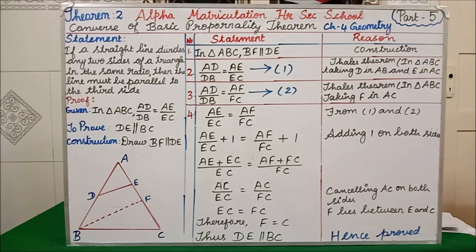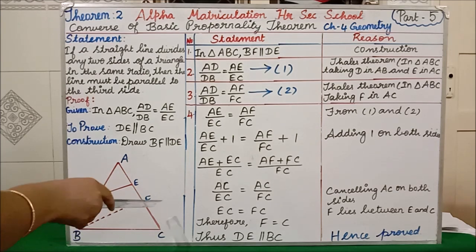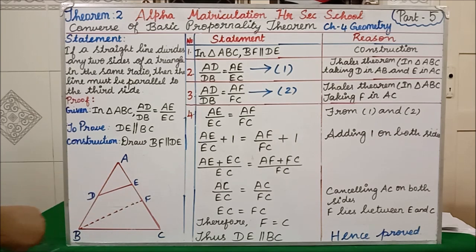To prove that, we are constructing one line. What is that line? We are constructing the line BF. How are we constructing it? This line BF is parallel to DE. According to that, we are going to construct.